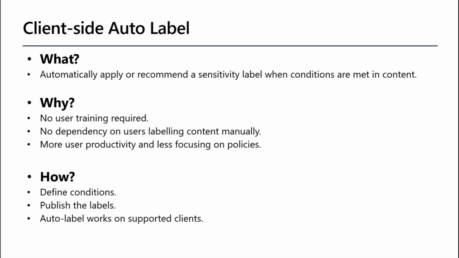So how is this done? The configuration flow consists of the following 3 steps. Number 1, the administrator defines the auto label conditions in the label definition. Number 2, the administrator publishes the labels to users and groups via the label policies. Number 3, the labels are automatically applied or recommended when users are working on supporting client applications. For our demo today, we will configure the client-side auto label to automatically apply the highly confidential label on all emails and documents where their content matches our COVID-19 custom SIT, which we will go over in the next slide.